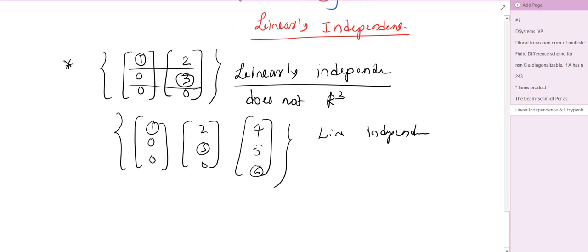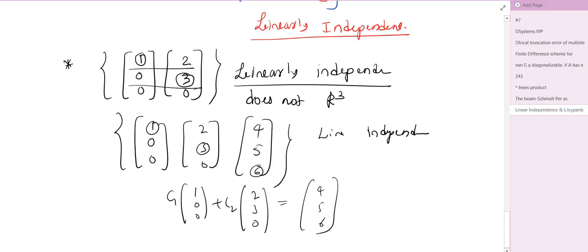If you write this, you can consider C1 times 1 0 0 plus C2 times 2 3 0, which is equal to, say, 4 5 6, and you can also add C3 times the third vector. Then whatever solution you get, C1, C2, C3 are such that you get a linear combination. So therefore it has spanning also. In other words, when you do the row transformation, the rows also have pivot positions. When you see the operations, the columns also have pivot positions. Therefore it is both linearly independent and it spans R3.